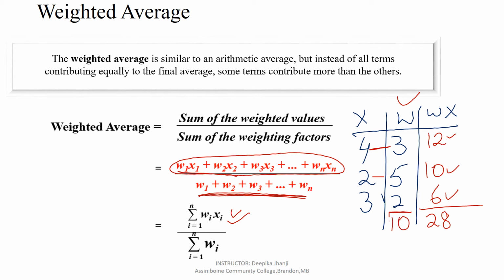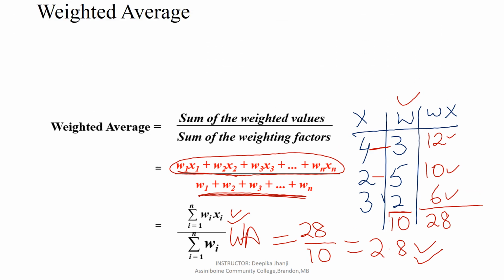Now the weighted average is 28 goes on the top and divided by sum of all weightages, that is 10. So you get 2.8. So your weighted mean is 2.8 in this case. This is how we calculate weighted average. I'll show you with another.